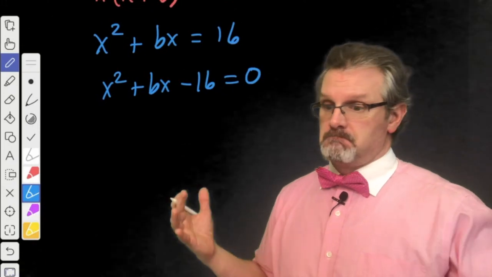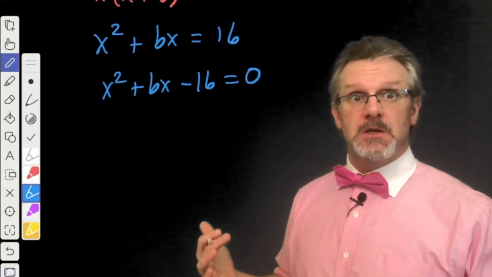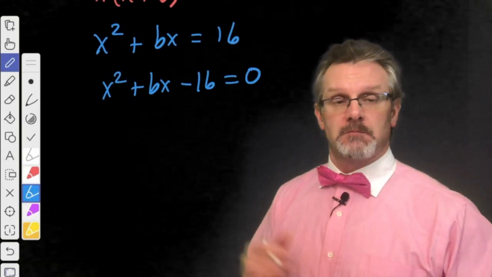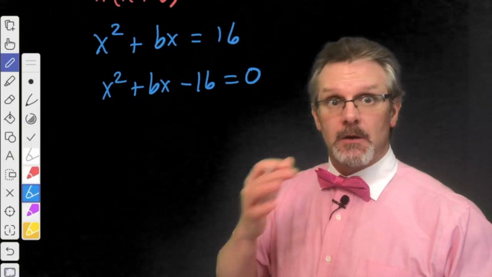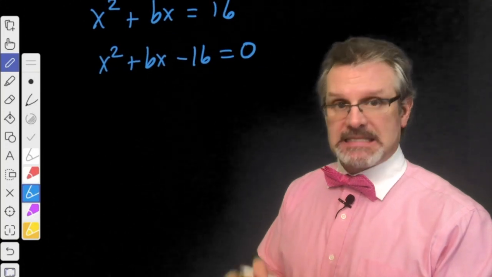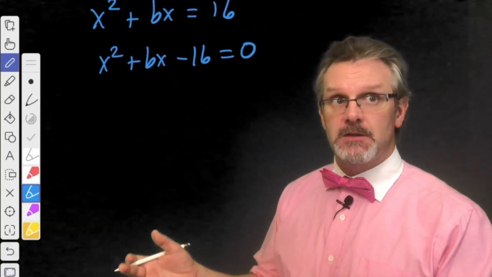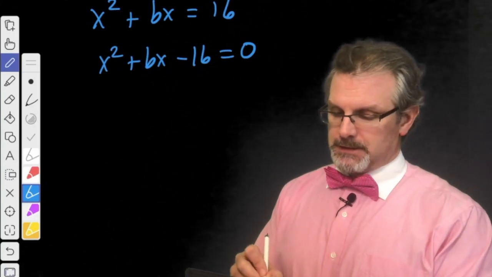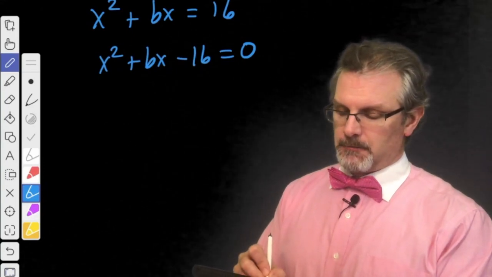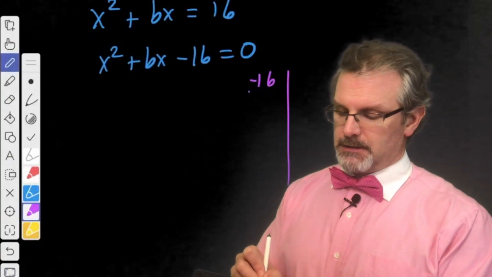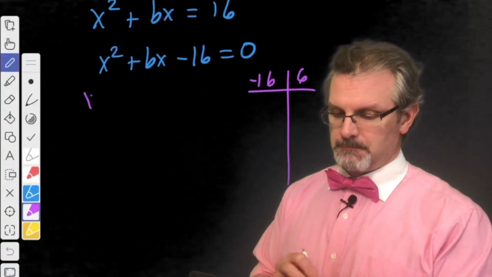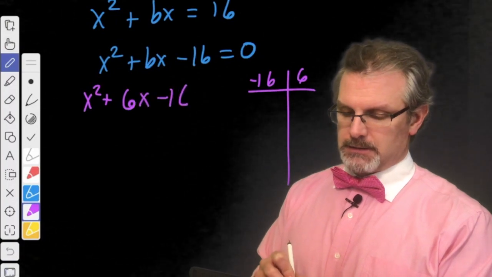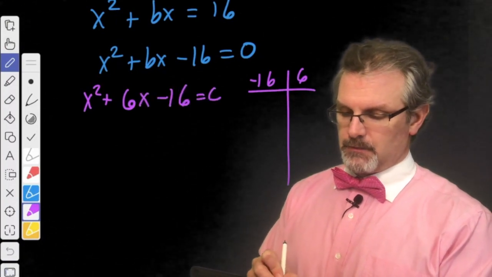All right, so let's go with 6 again. Let's say it's 6 feet longer on one side than it is on the other, but we're only using up 16 square feet of driveway. So let's see, factors of negative 16 that add to 6. So x squared plus 6x minus 16.